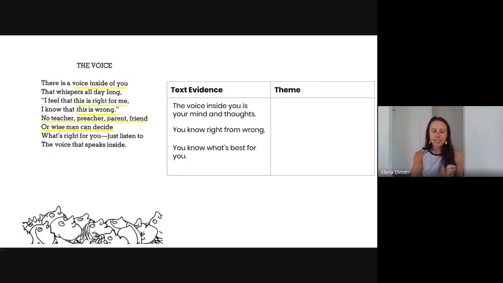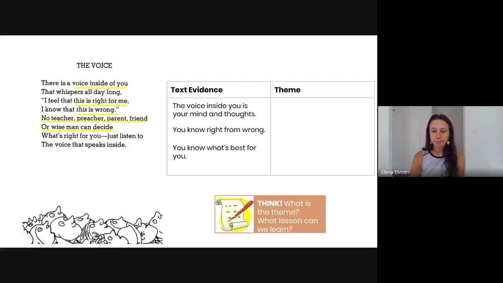So now I have to think about the theme. Why did Shel Silverstein write this? And what lesson can I learn? So, after thinking about this and looking at the text evidence, one thing I think Shel Silverstein is trying to teach us, and one thing I think I can learn, is to do the right thing. And the next theme is to trust yourself. So, after reading, those are the lessons that I learned.